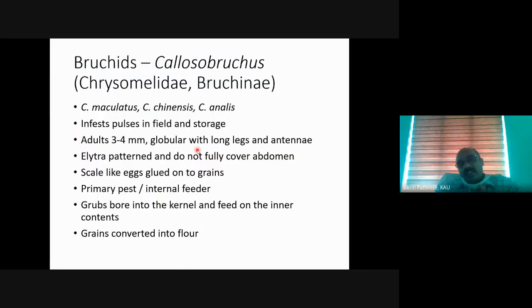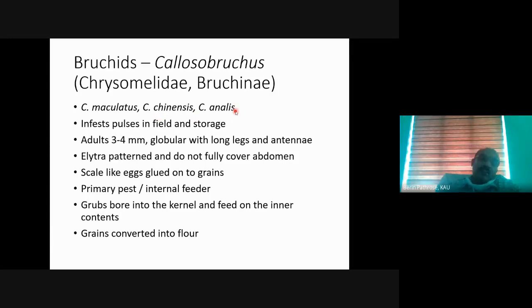Then comes the next, Callosobruchus, the bruchids, family Chrysomelidae. Most of you might have observed this because it is a very common pest. We normally see it very frequently, and it is a major pest which causes damage to pulses. As I already told you, it has 3 species: Maculatus, Chinensis, and Analis.